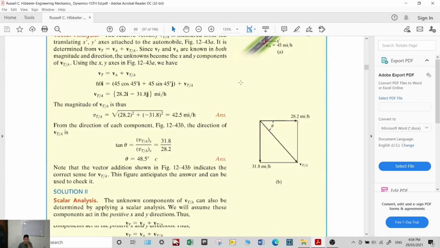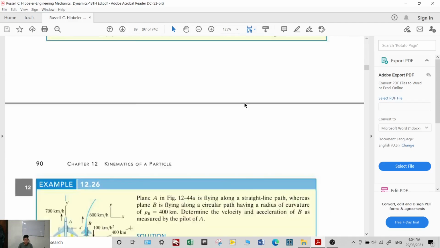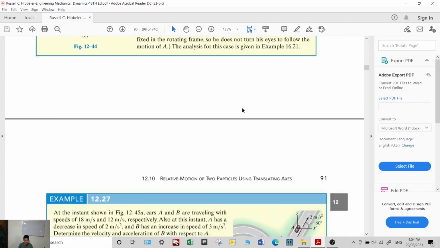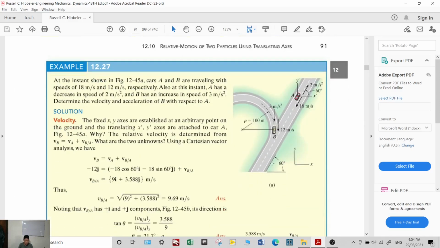So let's have an example in order to illustrate this. Let's take example 12.27. At the instance shown in figure 12-45A, cars A and B, this one is A and this one is B, are traveling with speeds of 18 meters per second and 12 meters per second.